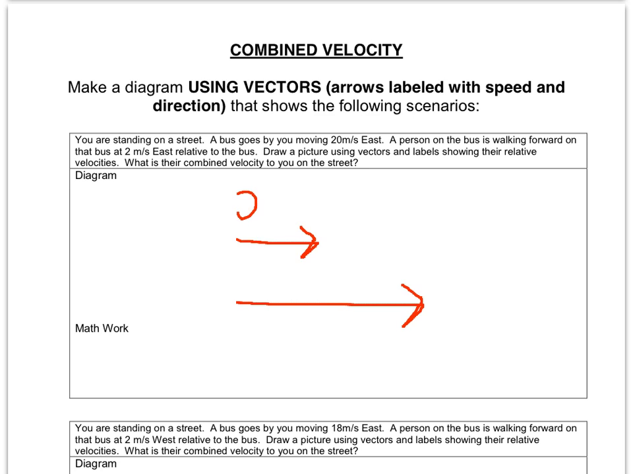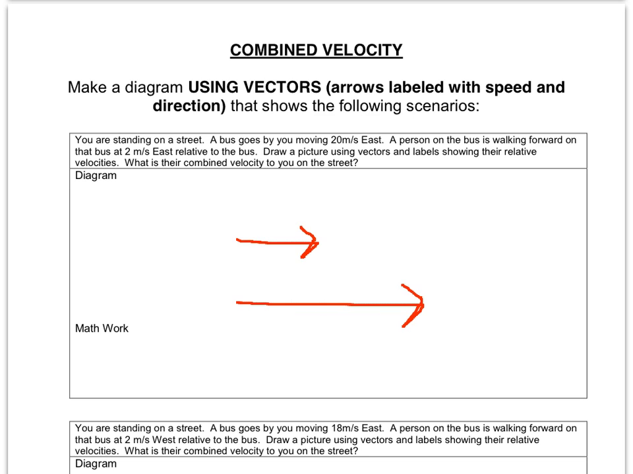Maybe this is going 2 meters per second east, and since this one's bigger, this would be going 20 meters per second east, and those are vectors. I don't want to give too much away, so I'll just leave it at that for now.